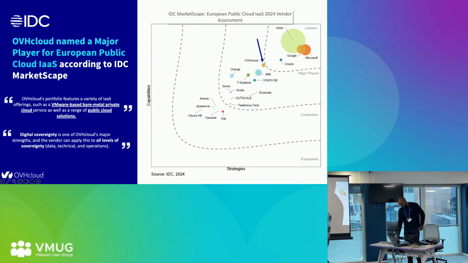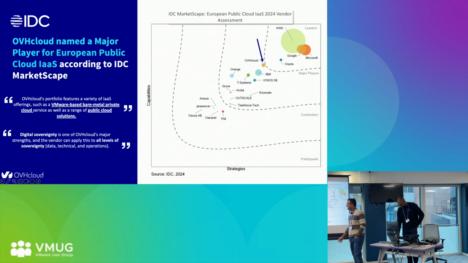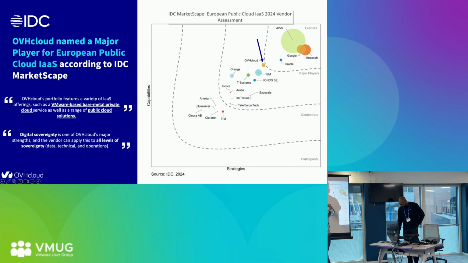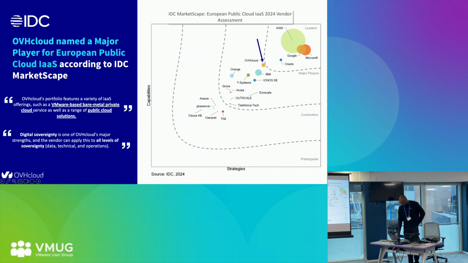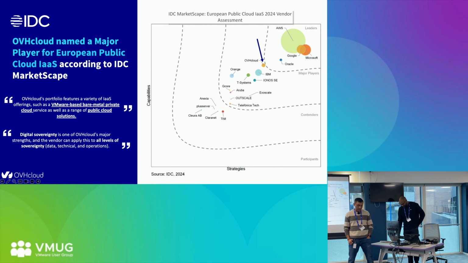As I was saying in the earlier slides, OVHCloud was named as a major player of European public cloud IaaS according to the IDC market space. If you see here, we're very close to the line. So we're one of the major players, and we were awarded by IDC Marketplace 2025.